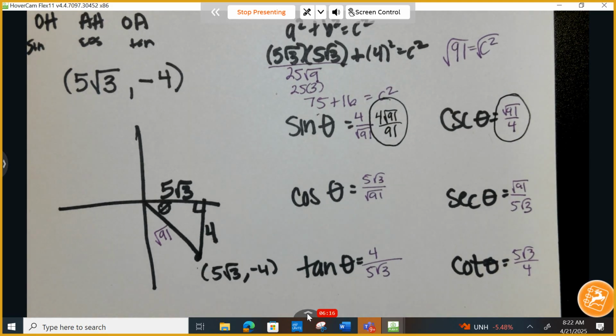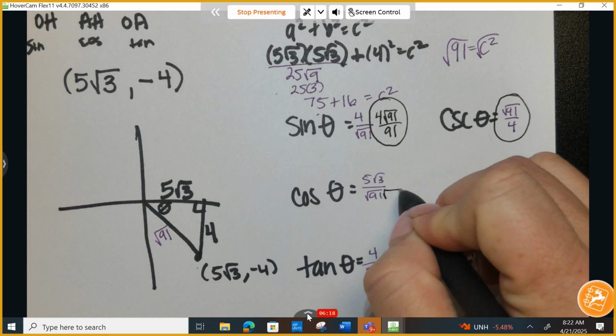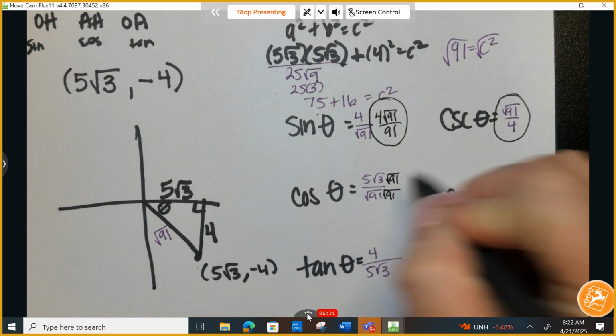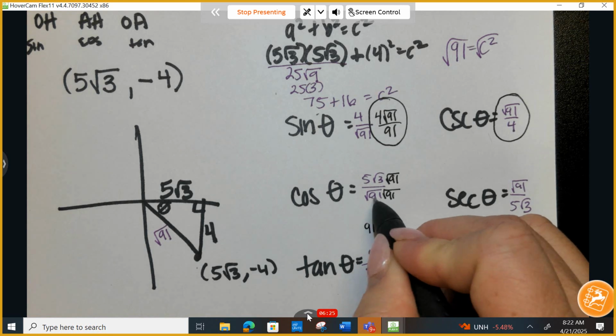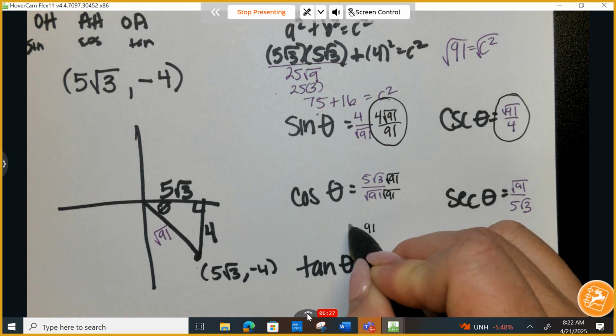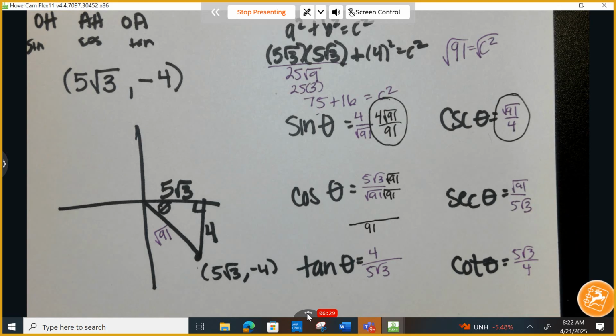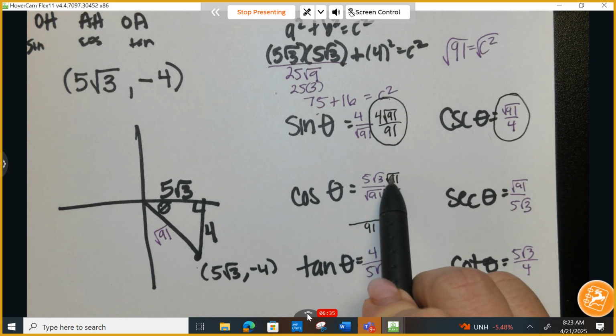Okay, a little tricky here with cosine, but we can't have a square root in the denominator. So on the bottom, I know I end up with 91, because the square root of 91 times the square root of 91, we've already gone over that, is simply 91. On top, you're like, there's 3 different terms. There's 5, square root of 3, and square root of 91. How do I know which ones go together? The ones that go together are the like terms.